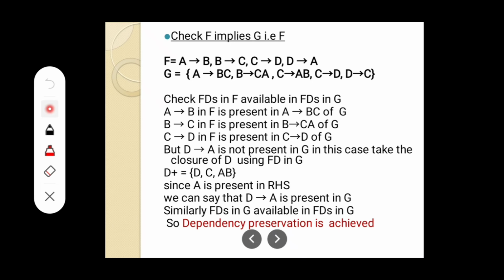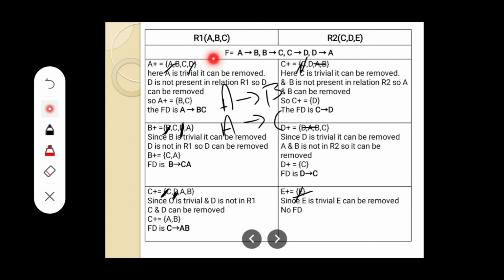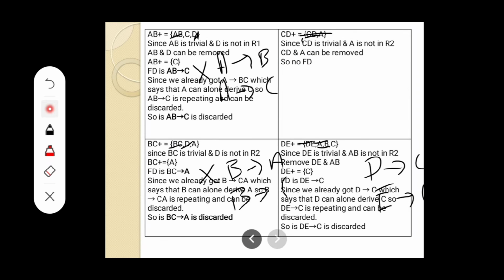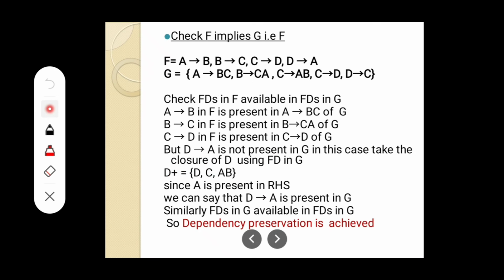We need to check whether this F contains G. What is F? F is this one. What is G? G is this one. F1 union F2 is G. Clear? So that is what we have to check. F is A determines B, B determines C, C determines D, D determines A. G is this derived one. So we need to check whether the functional dependencies in F are available in G. If all the functional dependencies in F are available in G, we can say that it is dependency preserving. Otherwise it is not. That is why we are going to check that.